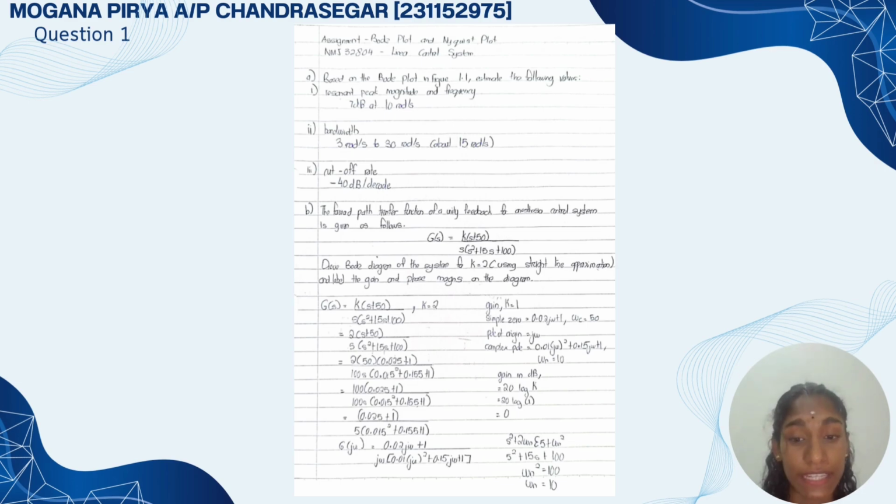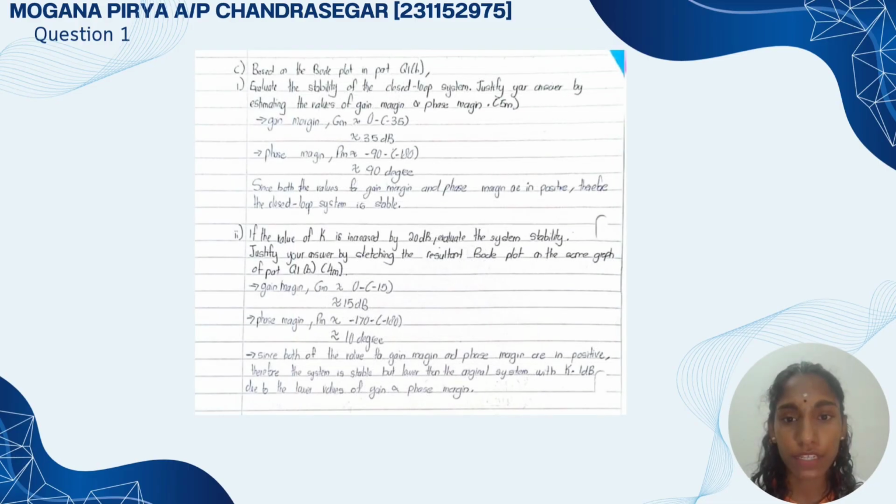So the G(jw) I get is (0.02jw plus 1) over jw(0.01)(jw square plus 0.15jw plus 1). So the gain is equal to K equal to 1. The simple zero will be the 0.02jw plus 1, and the corner frequency is equal to 50. So the gain in dB will be 20 log of 1, so the answer I get is 1. So the wc square equal to 100, so the wc will be 10.